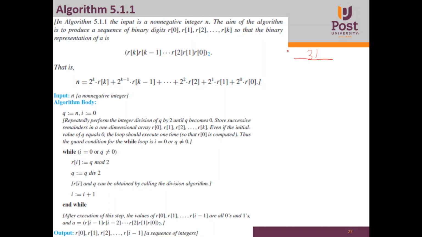So, in this case, n would be 31, which then means q would also be 31. Q is 31. And we would start off with i being equal to 0.